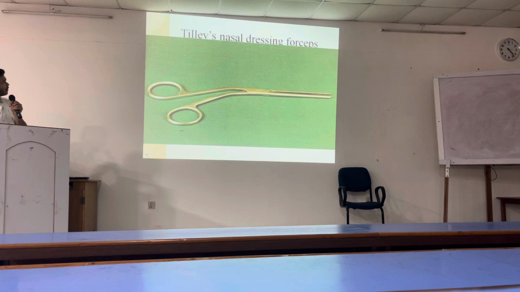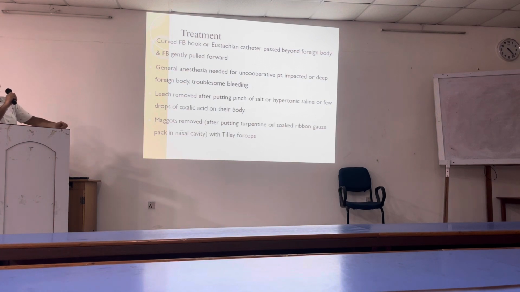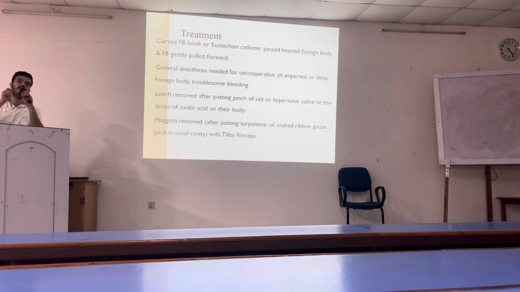Okay. So treatment: foreign body hook, or eustachian catheter passed beyond the foreign body, and foreign body gently pulled forward. Okay, just pull it in one go. If you slowly pull down, it will not work. The patient will start crying and it will be very hasty. Just pull it in one go. Just don't pull it in such a way that it will lead to turbinate damage. Pull it in a way that it comes out in one go.